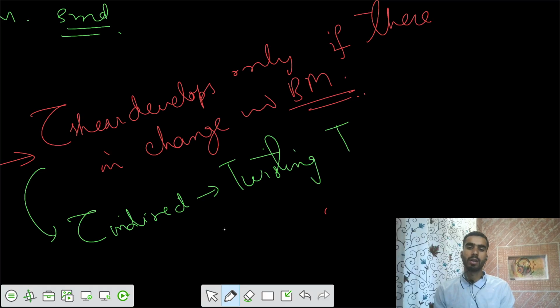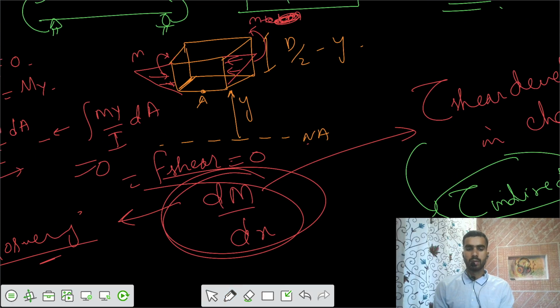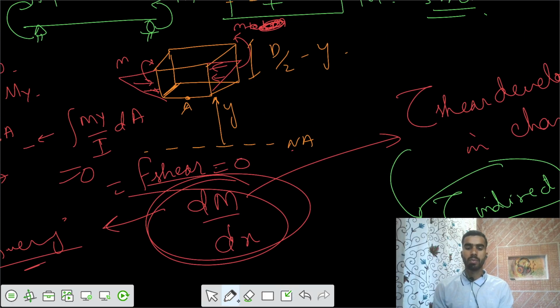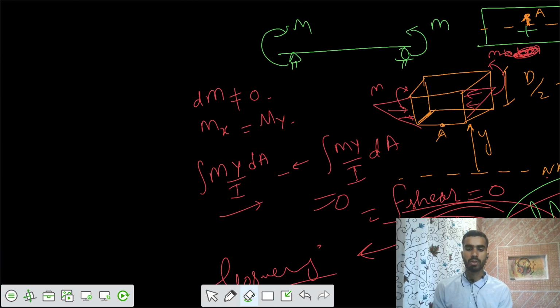Next topic, that's torsion. We said that with a twisting moment we have some shear stresses, but they are indirect shear stresses. We will solve that also. So we have dM by dx equals 0 because your M is not changing with x, because the change in moment is 0.